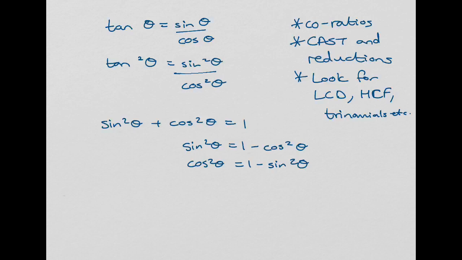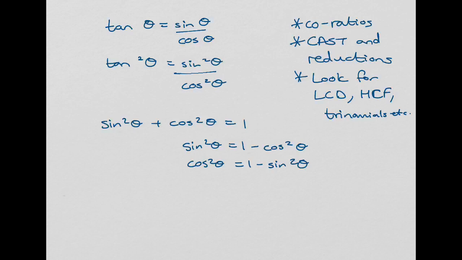Tan is equal to sine over cos of the same angle. Tan squared of an angle is equal to sine squared over cos squared of an angle. Sine squared theta plus cos squared theta equals 1. So you can rearrange that by taking the cos squared over and making it 1 minus cos squared theta will give you sine squared theta. Or cos squared theta is equal to 1 minus sine squared theta.